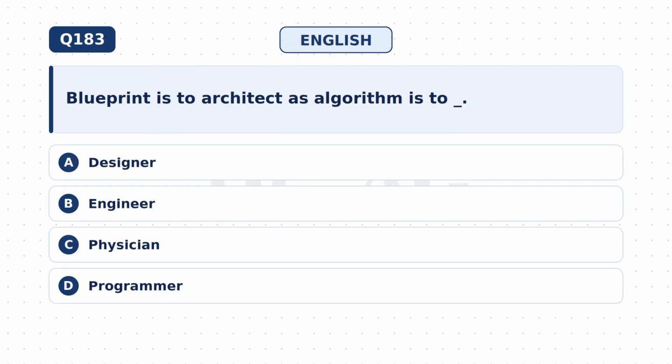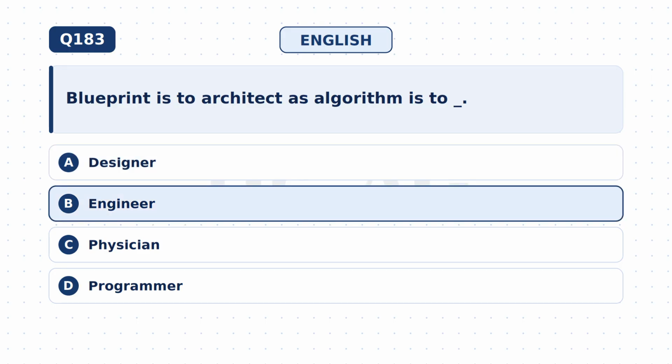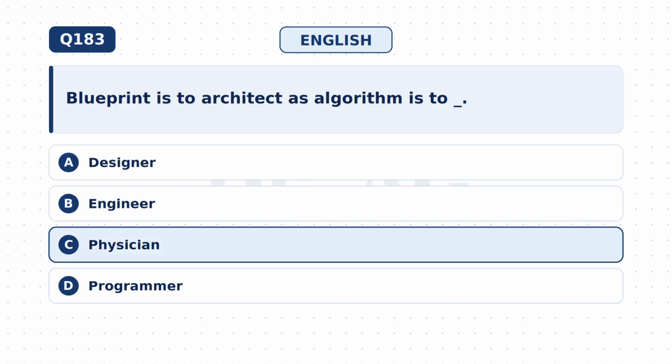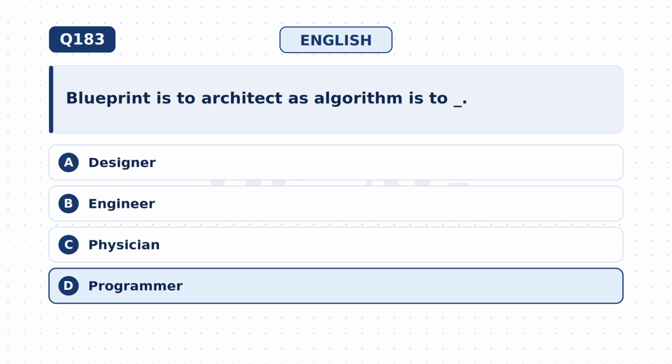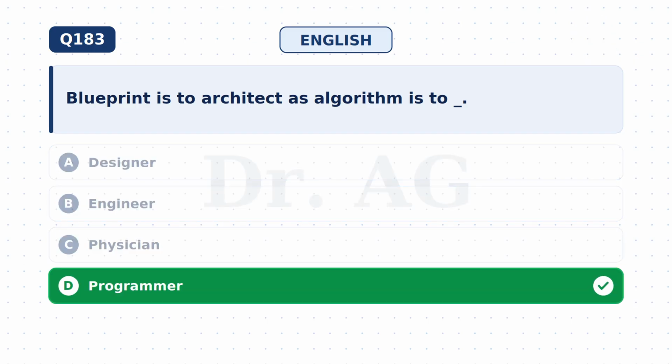Question 183. Blueprint is to architect as algorithm is to blank. Option A, designer. Option B, engineer. Option C, physician. Option D, programmer. The correct answer is D, programmer.